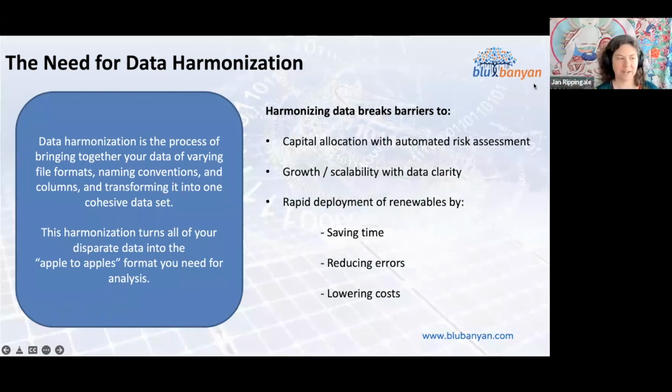Might be a delay. Okay, so the next piece I want to talk about is what exactly is data harmonization, because fundamentally, it's the secret sauce. It's the piece that makes all of this work together to get the big effects. So data harmonizing is really bringing together all the different file formats and naming conventions and columns and putting it into one cohesive data set.